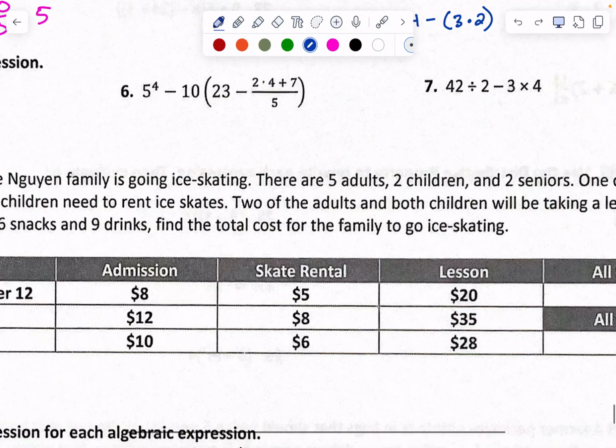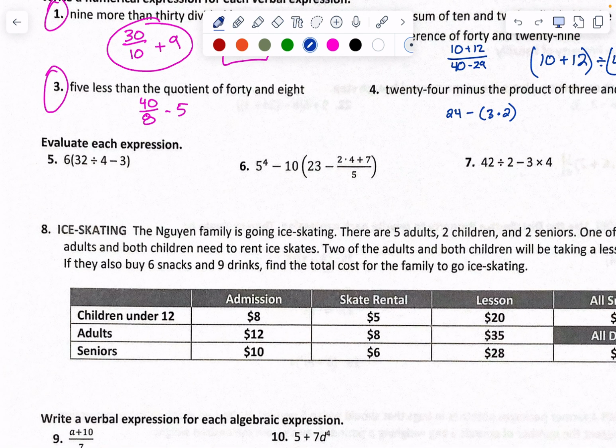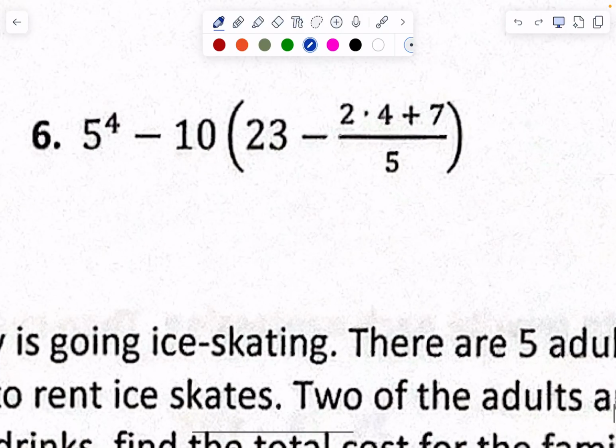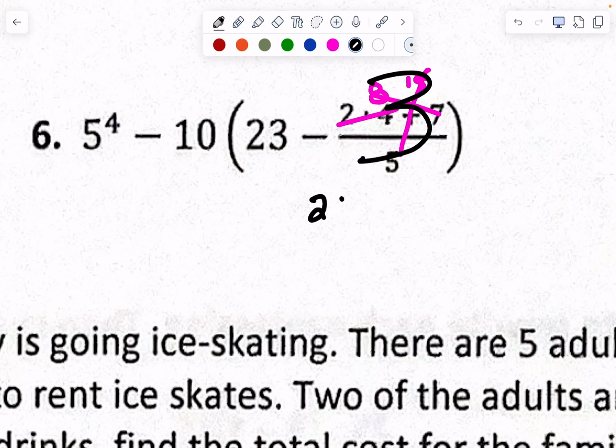Okay, let's go to the next section. Which one of those would you like to do together? The middle one? 6? Okay. Where should we start with that one? The parentheses, so let's deal with this one first. 2 times 4 is 8, plus 7 is 15. 15 divided by 5 is 3. I have different colors, so there's that. Okay, so 23 minus 3 is 20. That was a lot of steps all at one time.